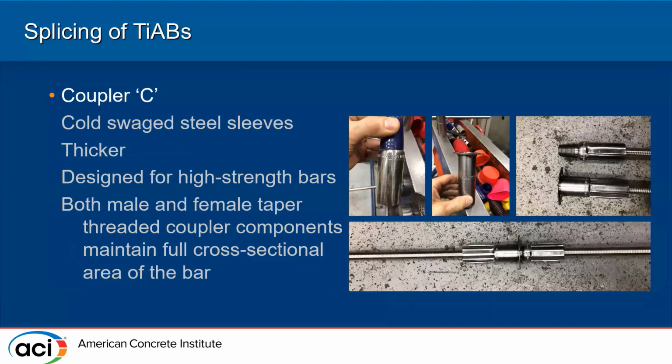The third one is a type of coupler designed specially for high strength bar. It also uses a cold swage steel sleeve, and it is comparatively thicker than the other two couplers. There are both male and female ends where you screw them together, to maintain the full cross-section area of the coupler.